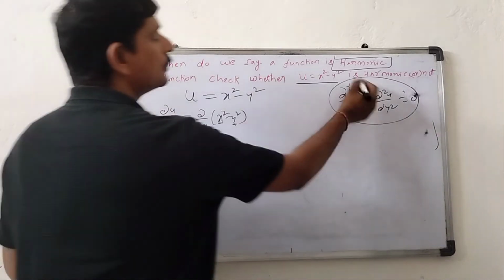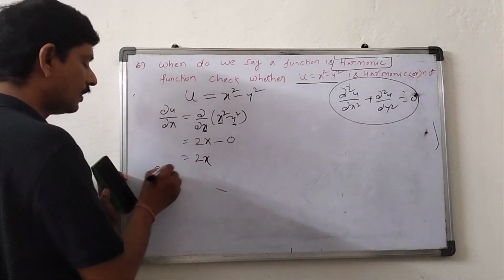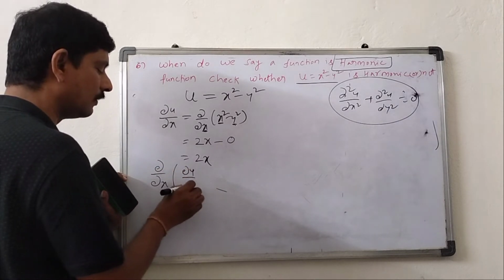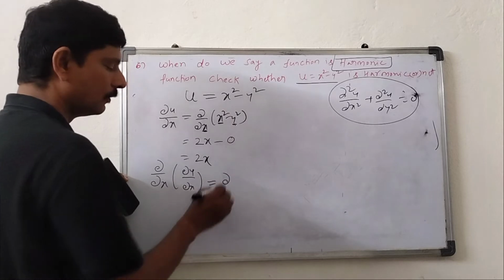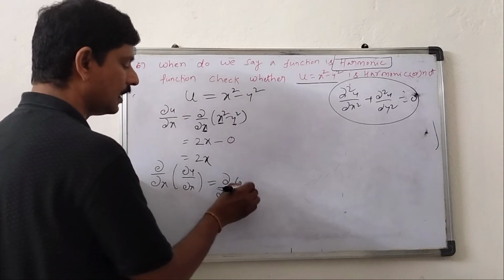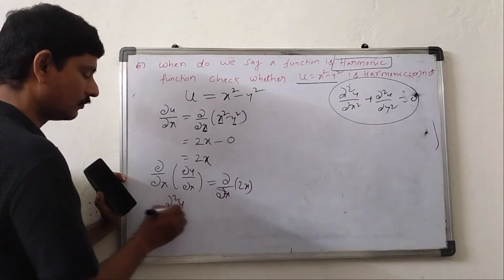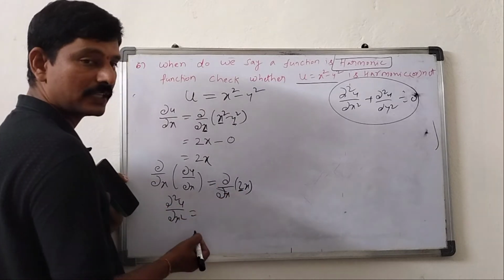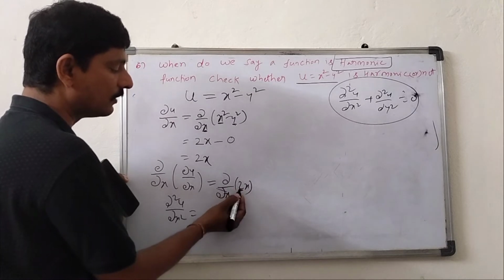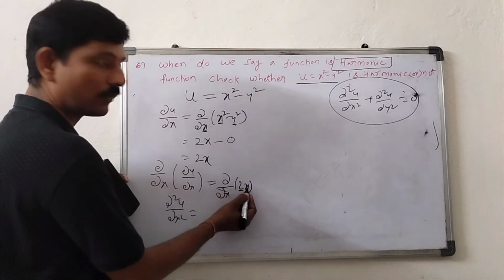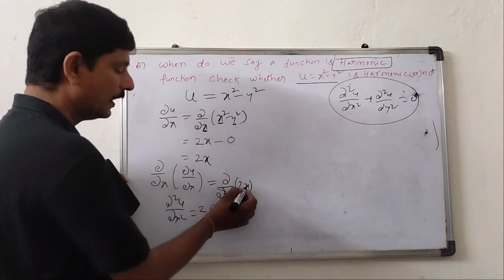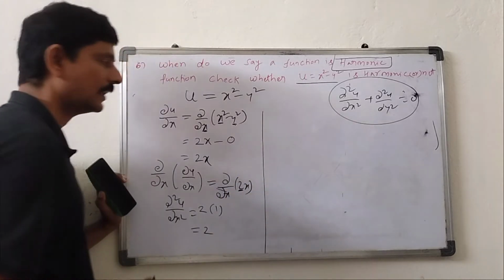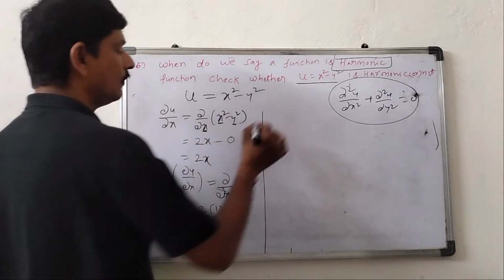We have to find dou square u by dou x square. That means you have to differentiate one more time this dou u by dou x. So dou by dou x of dou u by dou x gives us dou square u by dou x square. So dou square u by dou x square is equal to dou by dou x of 2x. 2 is a fixed constant, so when doing differentiation, we take 2 out and differentiate x. 2 into differentiation of x, which is 1. So this is equal to 2. Clear?